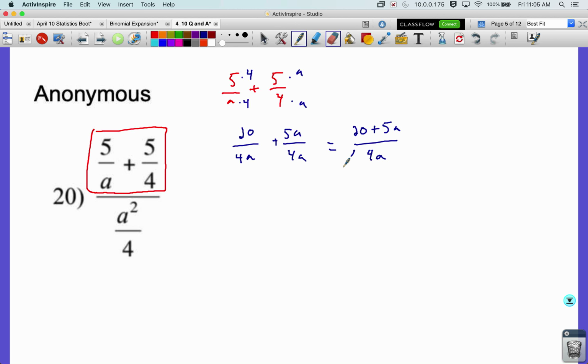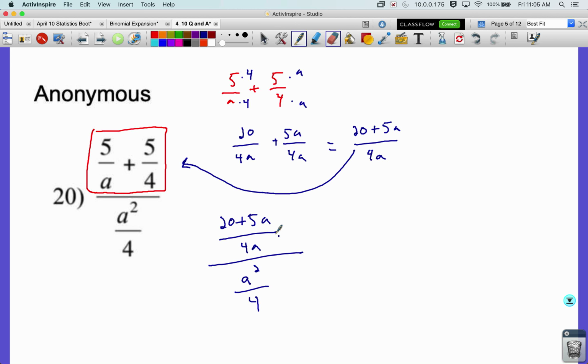So now this is going to come in and replace this. Now my fraction looks like 20 plus 5a over 4a, all over. And it's important that this is the bigger fraction line here. You have to keep track of order of operations.